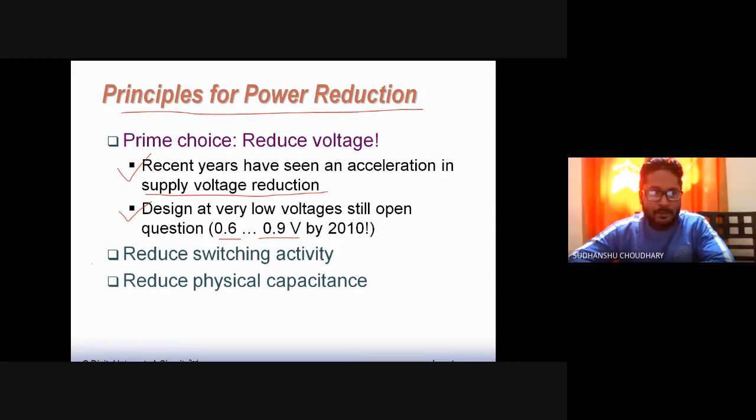Then the second option would be to reduce the switching activity, that is F, right? Because we saw that dynamic power dissipation is dependent on F, that is the frequency of switching events. So if you reduce switching activity, the power dissipation can be brought down. Then reduce physical capacitance. If you can minimize the capacitance, that is the drain diffusion capacitance, then the power used to charge these capacitances can also be brought down. So the overall power dissipation can also be brought down.